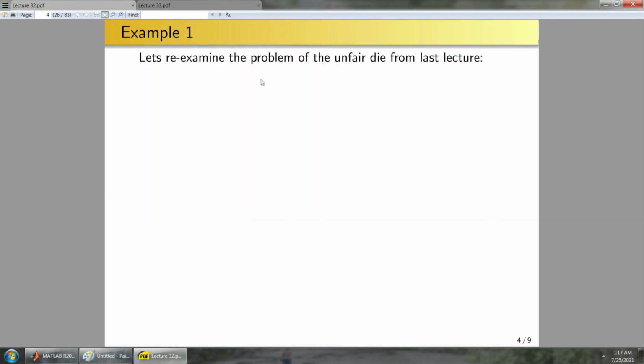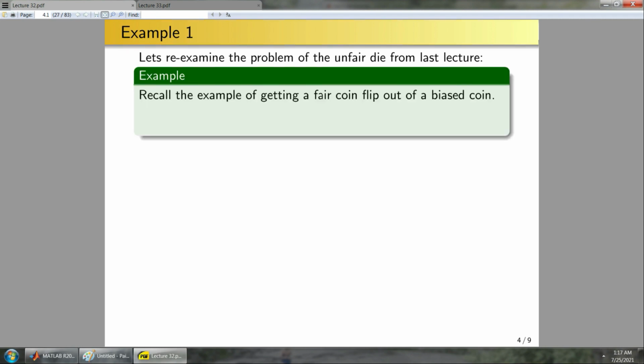So let's do exactly this. Let's re-examine the problem of the unfair die from the last lecture. So recall the example of getting a fair coin flip out of a biased coin.